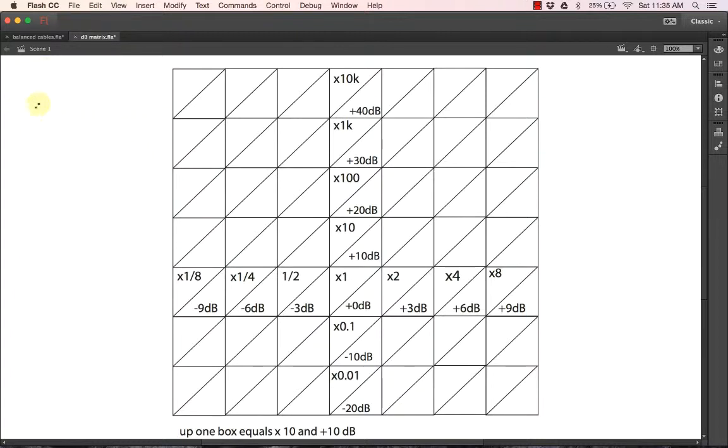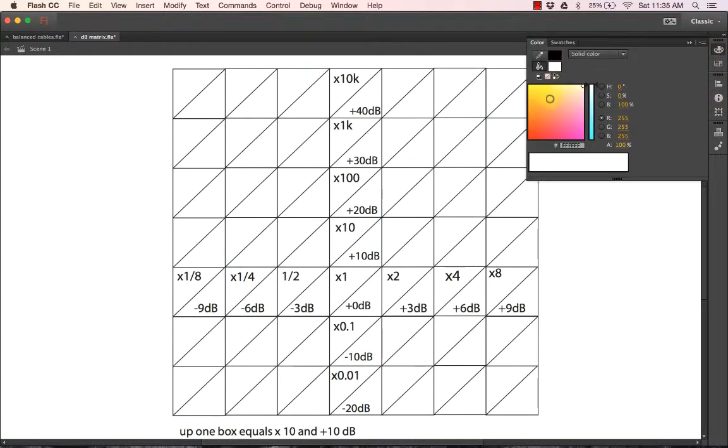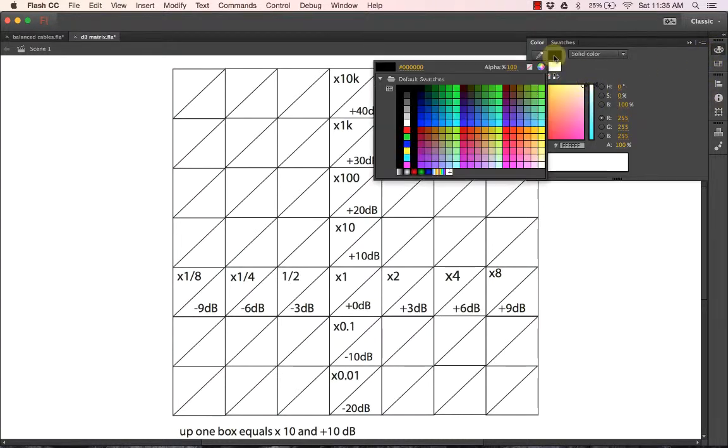Okay, so where's my colors at? Let's change this to black.